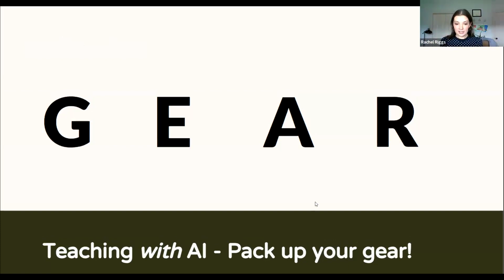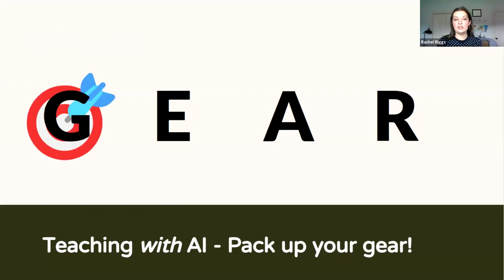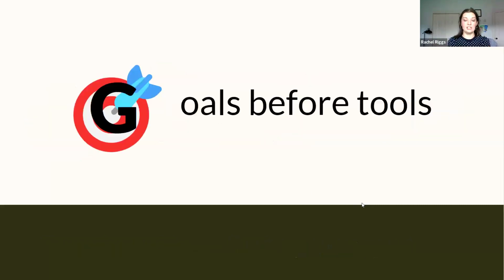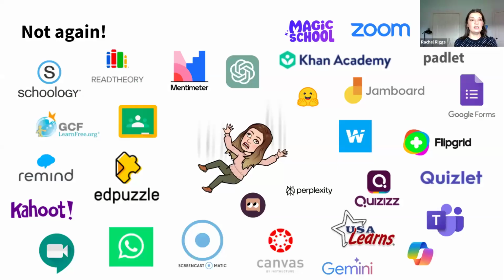The GEAR acronym has some embedded AI ethics and awareness for educators. So we start with a mantra that we use at the EdTech Center, which is goals before tools. E stands for experiment and have fun. A stands for avoid bugs. And the R is remember to buddy up. And I'm going to unpack each of those for you. So starting with goals before tools, the G of GEAR.